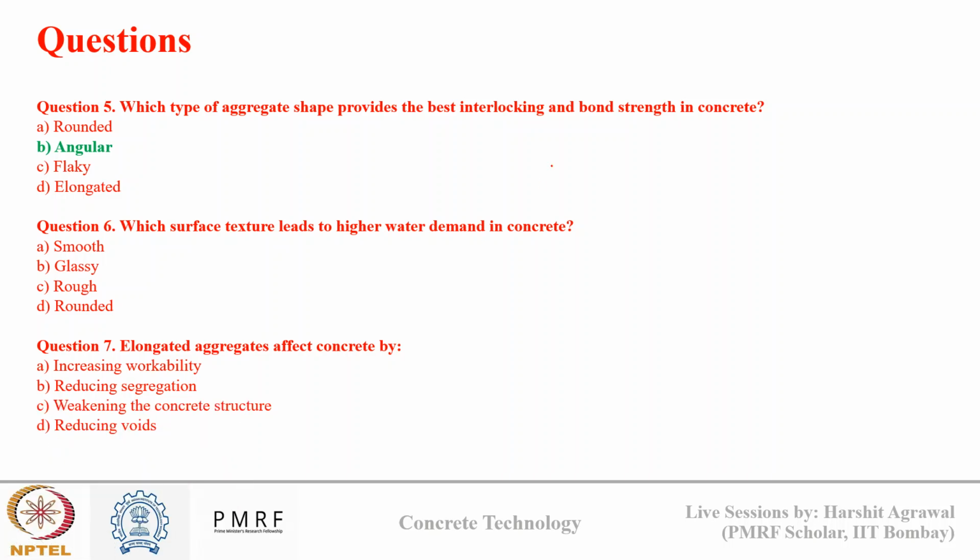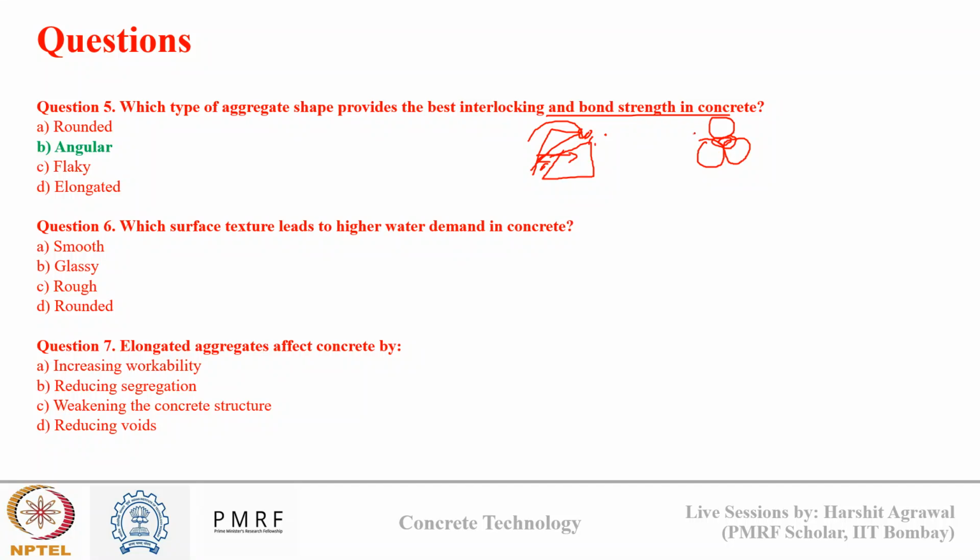Okay, so if you see angular aggregates, when we add them in concrete, they will interlock with each other, and there will be less pore space left between them. So less amount of cement paste will be required to bond these aggregates together properly, and that's why concrete bond strength will be higher. However, if we have rounded aggregates, so suppose this is one aggregate, this is one aggregate, this is one aggregate, there will be higher pore space between such aggregates.